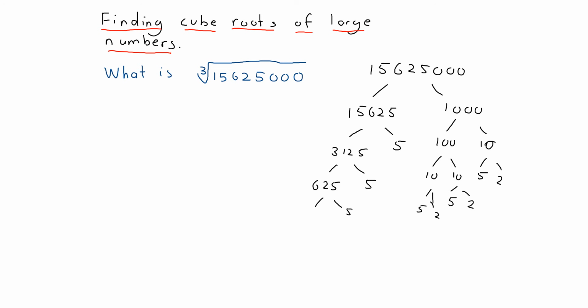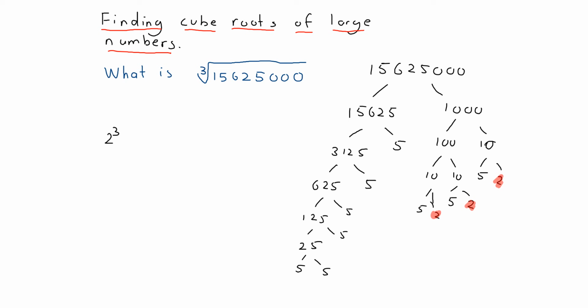5 and 125. Divide by 5 again. 5 and 25 and 5 by 5. Alright, so let's count up our factors. Let's first get our 2's. So we've got 1, 2, 3 2's, and that's it. So we've got 2 cubed.